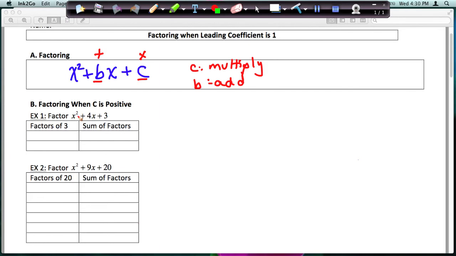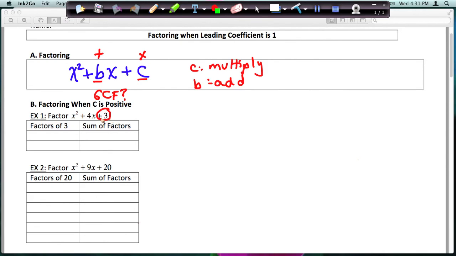Let's factor x squared plus 4x plus 3. And so first step, remember, is you always look to see if there's a GCF. So that's always the first thing you do when factoring. There is no GCF here, so I'm going to start with this value here, which is my C. So it always goes in order A, B, C. And I'm looking for numbers that multiply to be 3.